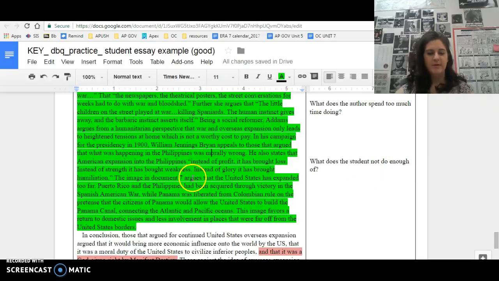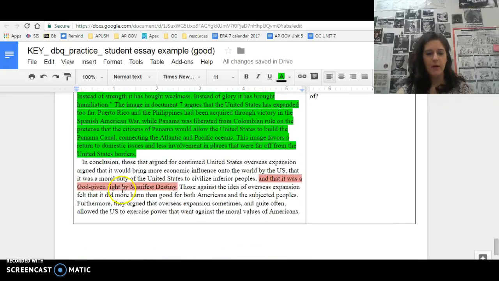They say the image in document 7 argues that the United States has gone too far. Puerto Rico and the Philippines were acquired through the Spanish-American War, while Panama was liberated from Colombian rule on the pretense the citizens of Panama were allowed to build the Panama Canal. So that is actually historical context as well. So they not only get POV, they also get historical context. At the end, in conclusion, there's just summarizing their argument. There's another reference back to Manifest Destiny, but again, it's only a mentioning, not an explanation.